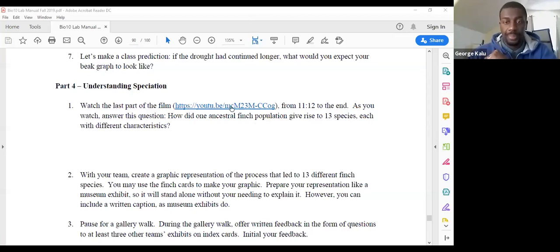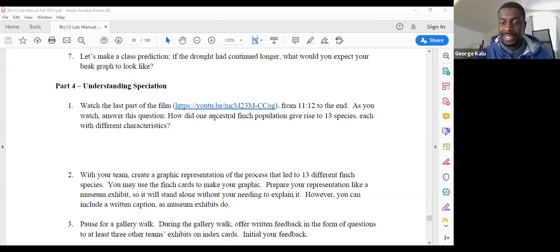All right, so based off of our last video, let's answer this last question here. The last one says, how did one ancestral finch population give rise to 13 species, each with different characteristics? Okay, what do we think? Someone tell me how this happened. Brianna says they went to different living environments.